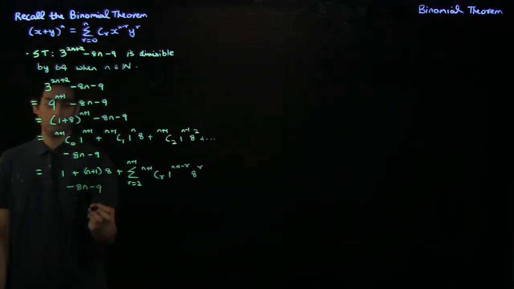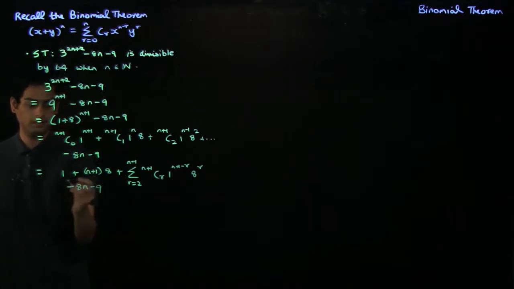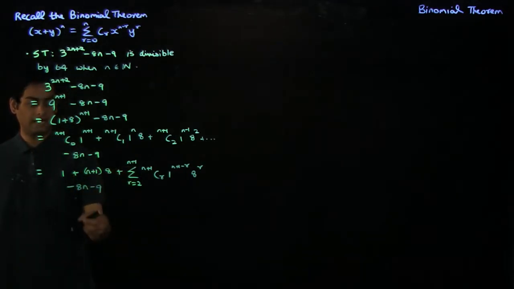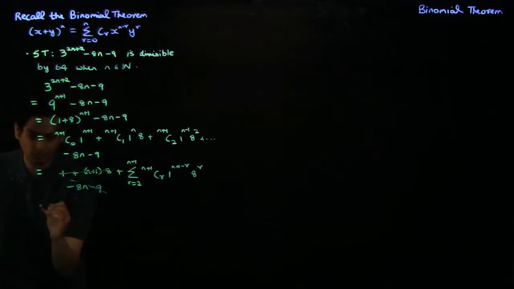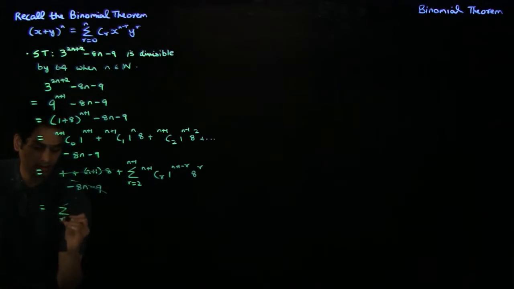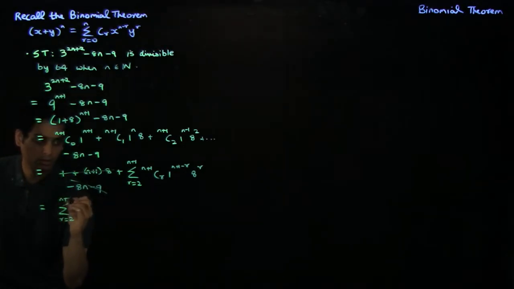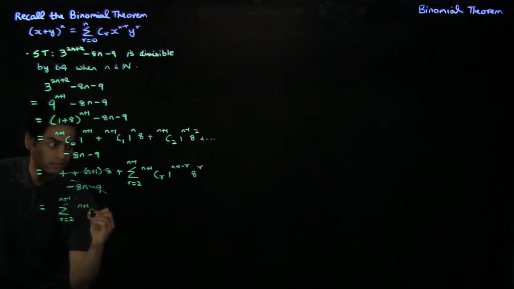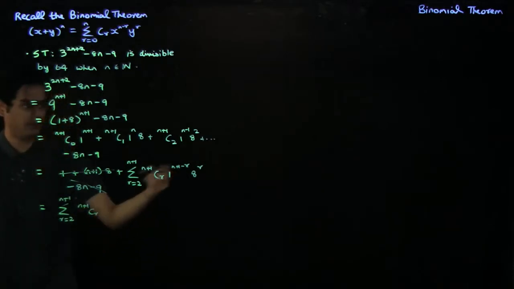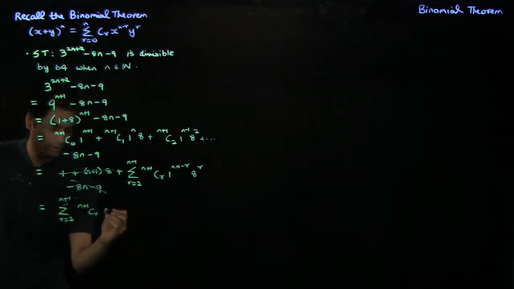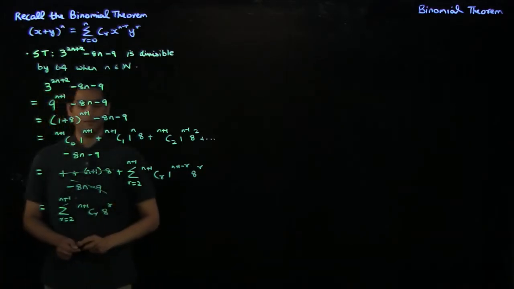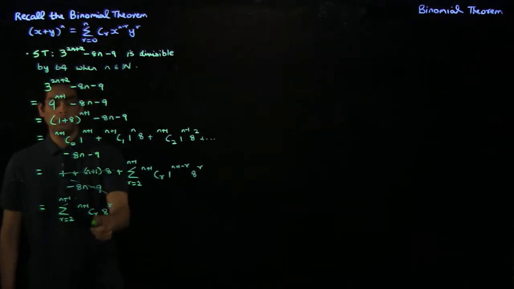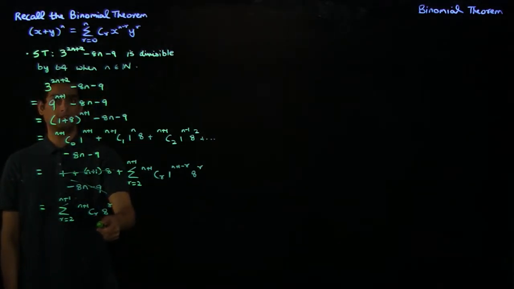Notice that these first two terms add up to exactly 8n plus 9, and so you can cancel these terms, and you're just left with summation r = 2 to n+1 of Cr, where 1^(n+1−r) is just 1, and you have 8^r. So this is what we're left with, and we want to show that this is divisible by 64.